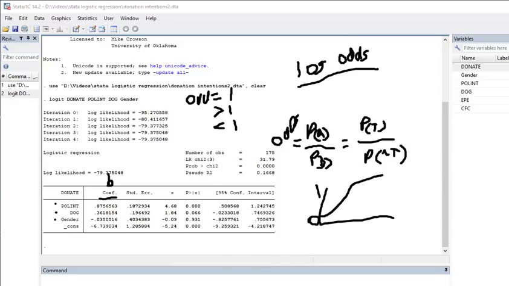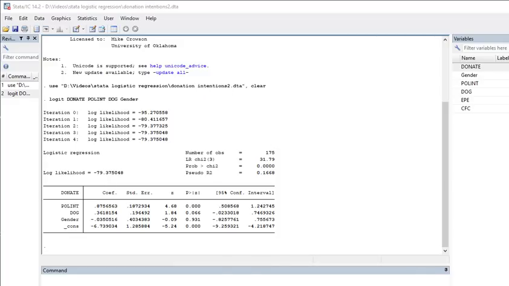So at any rate, even though we're talking about these coefficients in terms of log odds, you can still loosely think about it as the relationship between the variables and the predicted probabilities with respect to target group membership.